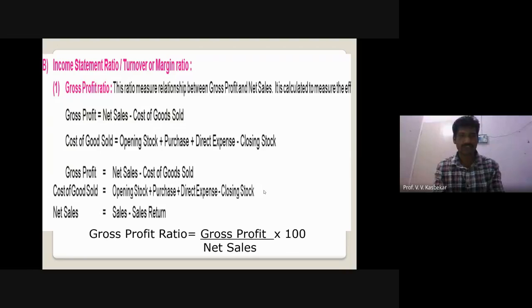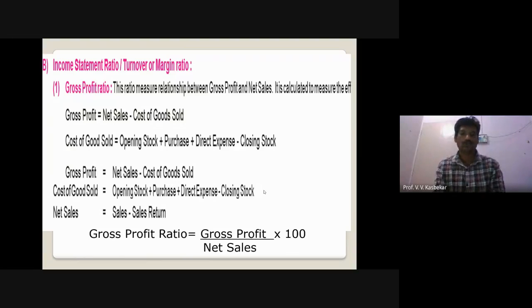Now, what is gross profit? आपण ज्याला ढोबळ नफा म्हणतो, ग्रॉस प्रॉफिट म्हणजे काय नेमकं? नेट सेल्स मायनस कॉस्ट ऑफ गुड्स सोल्ड. ओके. देन कॉस्ट ऑफ गुड्स सोल्ड म्हणजे काय? ओपनिंग स्टॉक येणार त्याच्यात, प्लस परचेसेस प्लस डायरेक्ट एक्सपेन्सेस and minus closing stock. It will be cost of goods sold. Gross profit is equal to net sales minus cost of goods sold. Then net sales म्हणजे काय? सेल्स मायनस sales return.